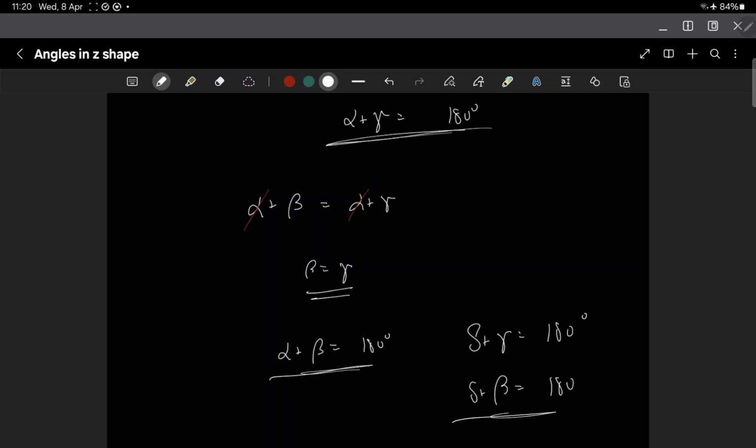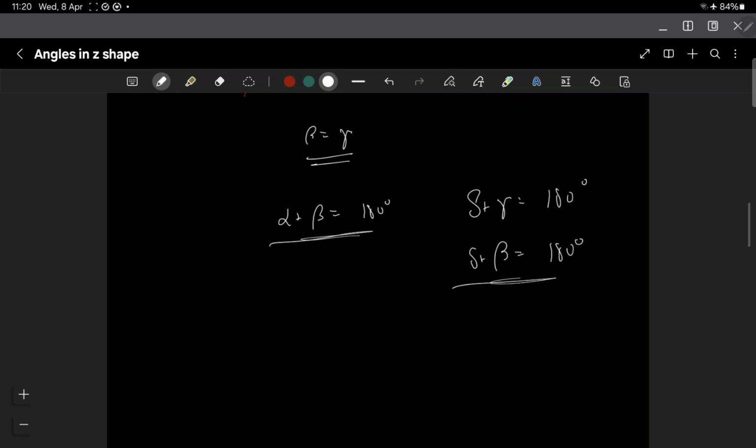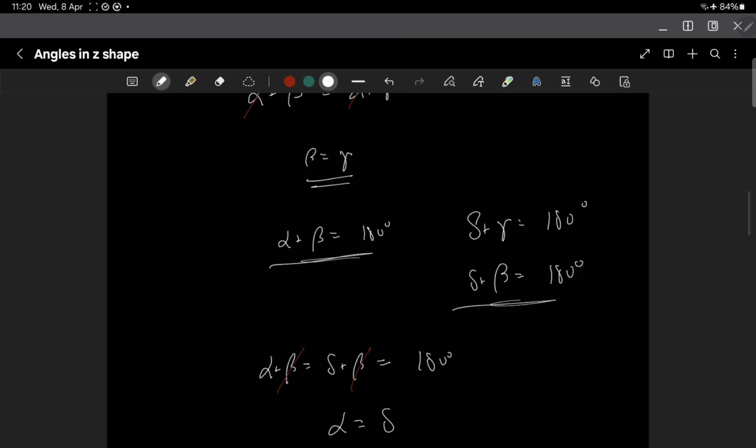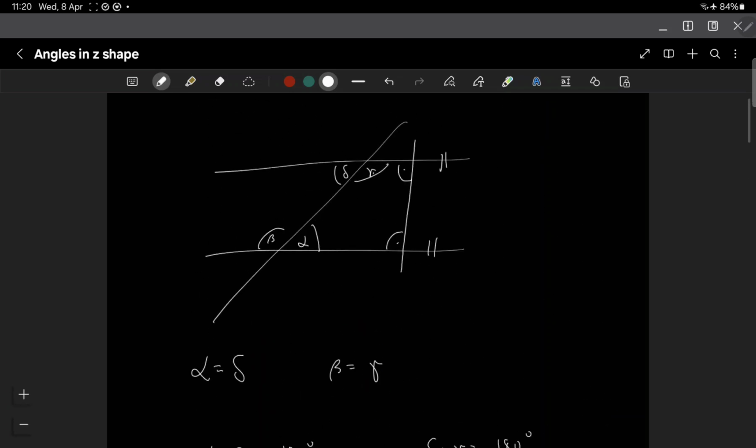And now we can again use these two equations over here. We have alpha plus beta and delta plus beta both equal to 180 degrees. And now we can cross off the betas, and what remains is alpha is equal to delta, right? So we have shown that in this kind of shape, this angle and this angle are equal, and this angle and this angle are equal, right?